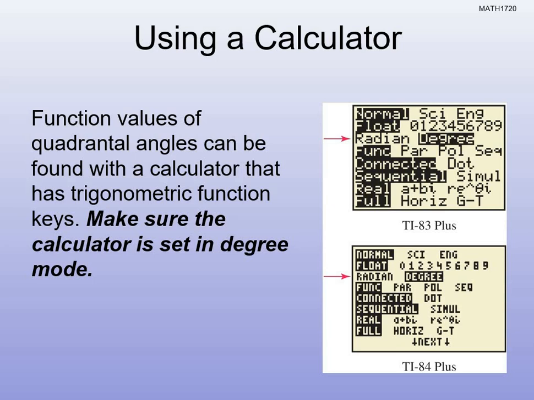Alright, so you should be able to check all the trig functions at the quadrantals. So check sine of 90, cosine of 90, tangent of 90. Check sine of 180, cosine of 180, and tangent of 180. Do the same thing at 270 and 360. You should get all the values, alright, that were in that table that we saw on the last slide.